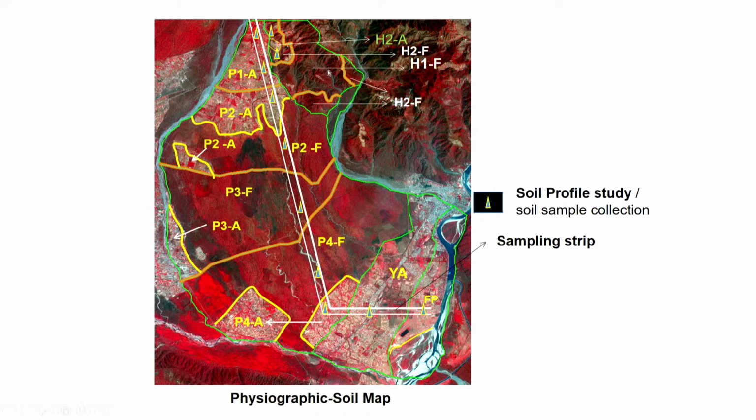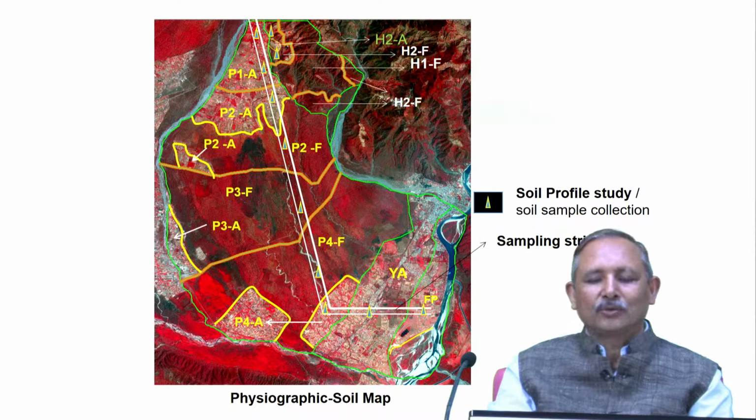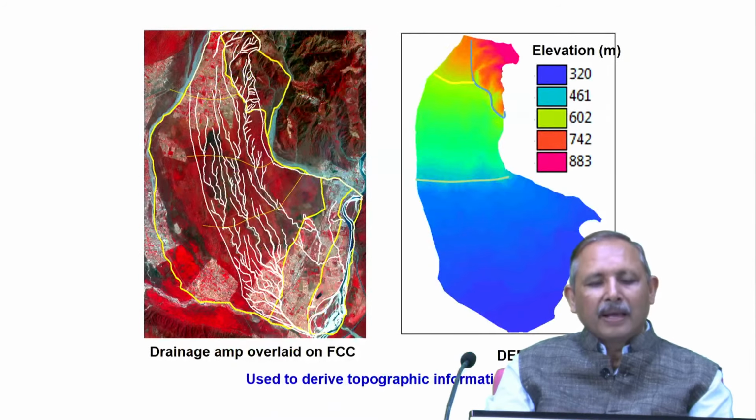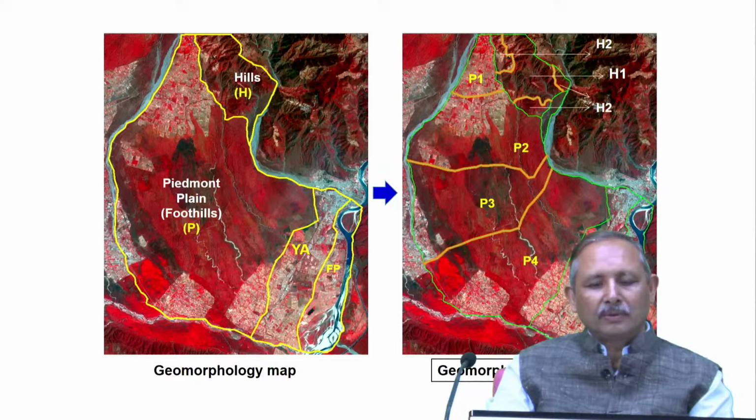If we want to collect the soil samples, then we take a transect or sampling strip considering the road crossing the entire area. So we do sampling on both sides of the road, but away from the road, at least 100 meters away from the road, we take the soil samples.